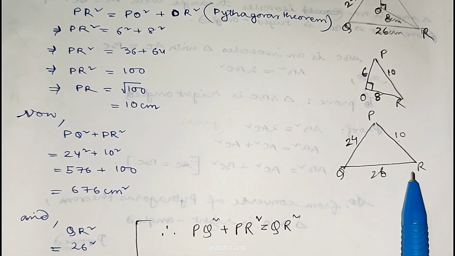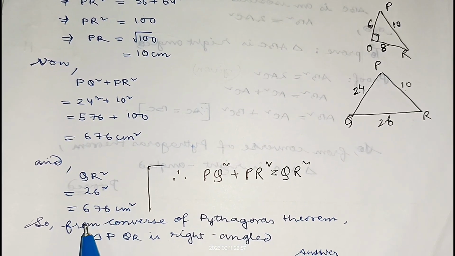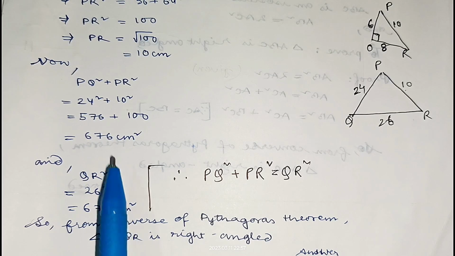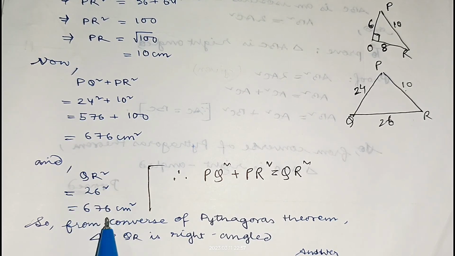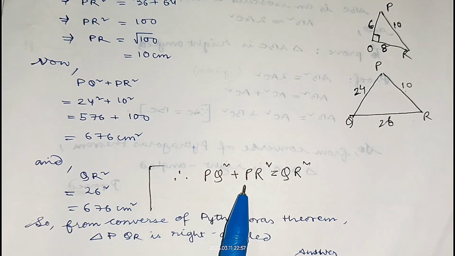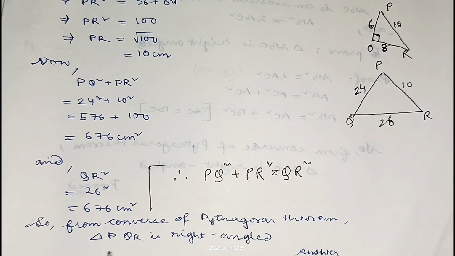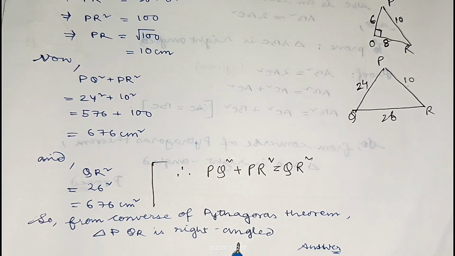Again, QR square, QR is 26, so QR square will be 26 square, which is 676. So PQ square plus PR square is 676, and QR square is also 676. So we can write PQ square plus PR square is QR square. So from converse of Pythagoras theorem, triangle PQR is right angled.